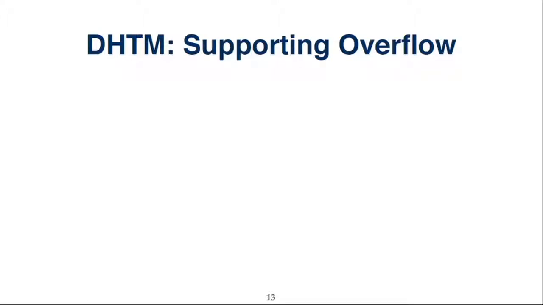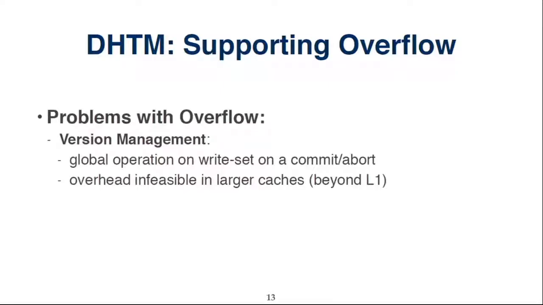So given this basic understanding of how DHTM works, let us understand what the overflow problem is in a little more detail. Supporting overflows beyond the private L1 cache into the shared LLC has two problems. First is version management, which essentially requires a global operation on the write set of a transaction. If the version management is happening in the private L1 cache, then the L1 cache is typically small. But if these global operations, which are either invalidating all those cache lines or marking them as non-speculative, have to happen in caches beyond the L1 cache, the overhead is deemed to be infeasible.